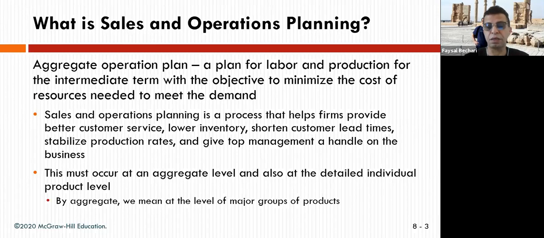Sales and operation planning is a process that helps firms provide better customer service, lower inventory, shorten customer lead times, stabilize the production rate, and gives top management a handle on the business. So all these issues are important for any operation. Low inventory will lower the cost. The shorter customer lead time, we spoke about last week: people will be waiting less, so they will come back again and be happy. And stabilized production. This must occur at the aggregate level and also at the detailed individual production level.